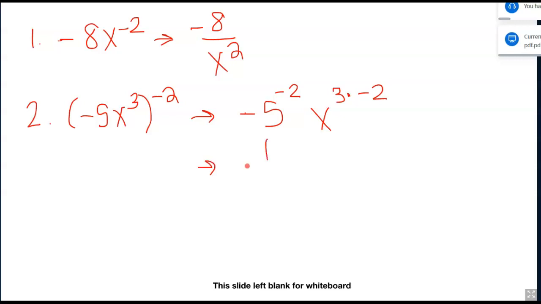So that's the same as 1 over negative 5 squared x to the 6. And then we clean that up one more time. So you have 1 over 25x to the 6. Everything's in terms of positive exponents, and we've gotten rid of anything that could be simplified.